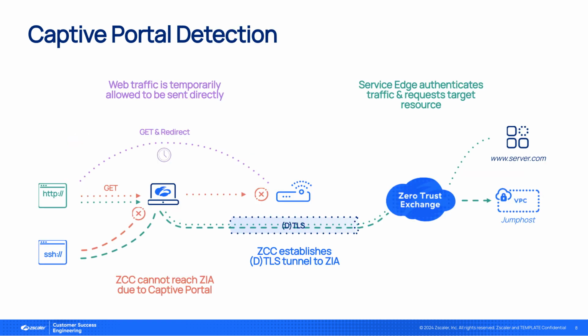Finally, the app profile is also where you can configure captive portal detection. This setting allows you to configure ZCC to either fail open or be used to display the detected captive portal, to allow the user to log on to the captive portal to access the internet.